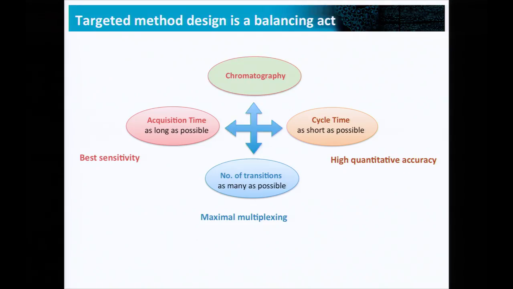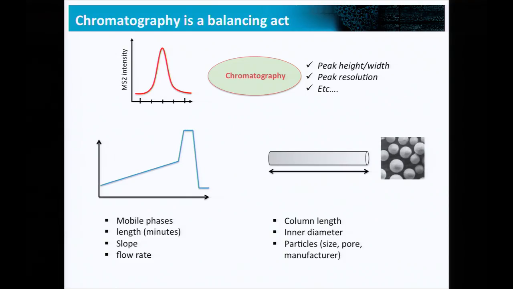But this comes in the context of chromatography, so we cannot make these types of decisions without knowing something about our chromatography. And when I'm talking about chromatography, there are of course a lot of aspects to it. What is the average peak width? What is the height that we would like to have? What is the peak resolution? So how good are we at separating two peaks? And these different types of criteria, and there are many more that relate to the peaks that we're going to observe, are influenced by two groups of things related to our liquid chromatography. What mobile phases we're using, what's the length of the gradient, what's the slope, the flow rate, etc. And things related to our column, how long it is, what's the inner diameter, what type of particles we used, what's the pore size of these particles, and so on.